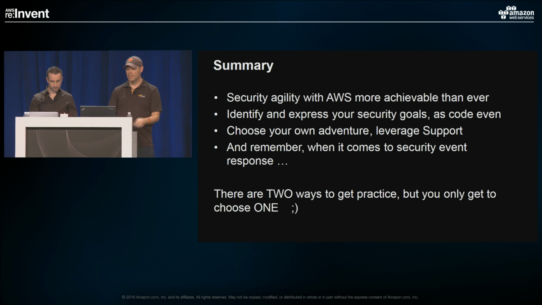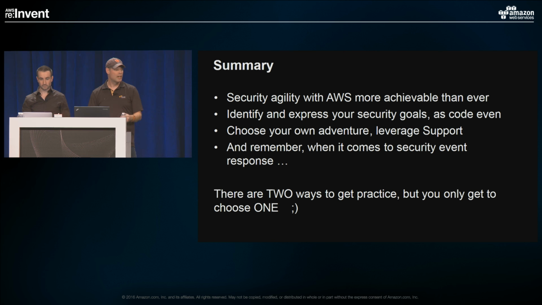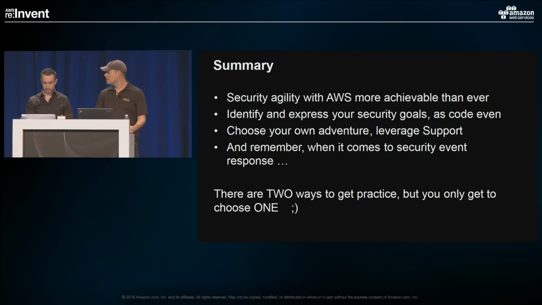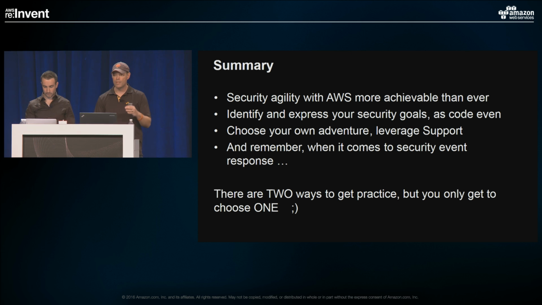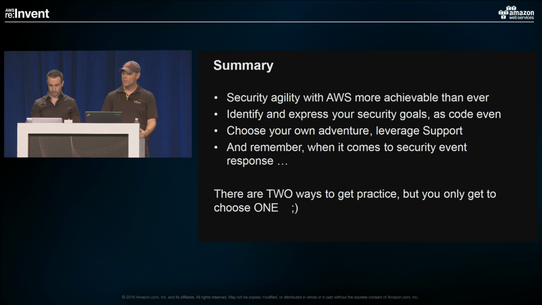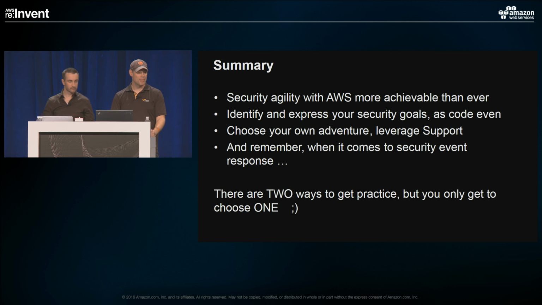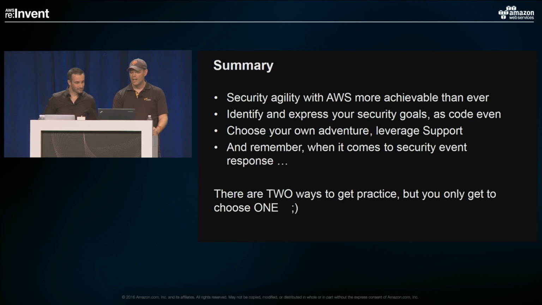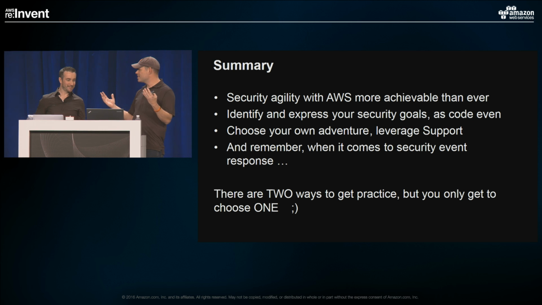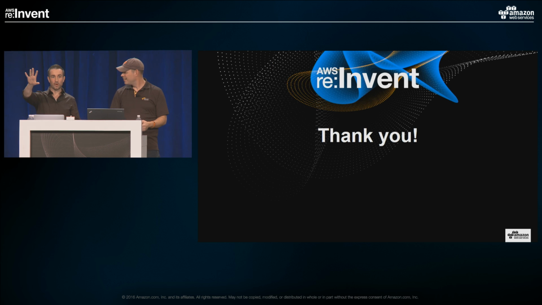So to summarize, previous talks and today, we've spoken about security agility, making sure that you can get things done in your AWS environment in an automated fashion. And ideally, with this presentation and the others that we talked about, you should be more prepared to achieve that than ever before. Remember, it's important to identify and express your security goals. Actually write those down in simple, plain language that captures what you want to accomplish. Work backwards from that. Deconstruct it just a little bit. And don't be afraid to express your security intent as code. And this is a choose your own adventure world. All the services and features are there. Some assembly is required, but if you get stuck, make sure that you engage our support folks. And remember, when it comes to security event response, there are two ways to get practice, but you only get to choose one. But wait.